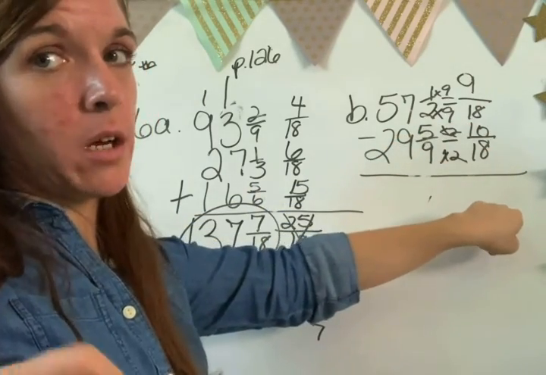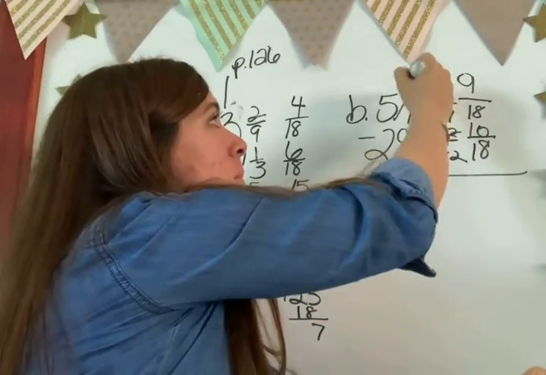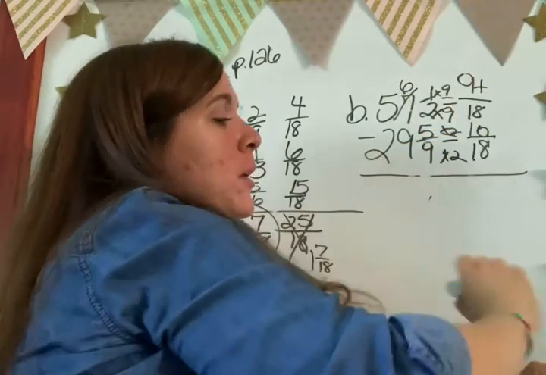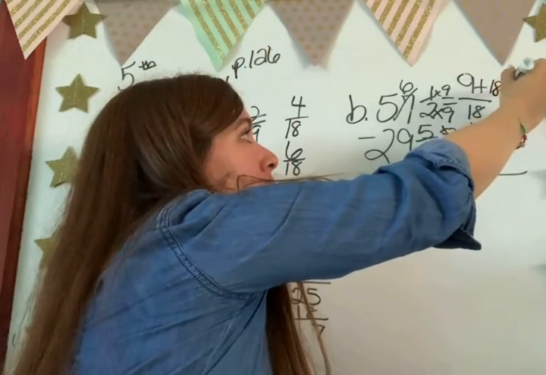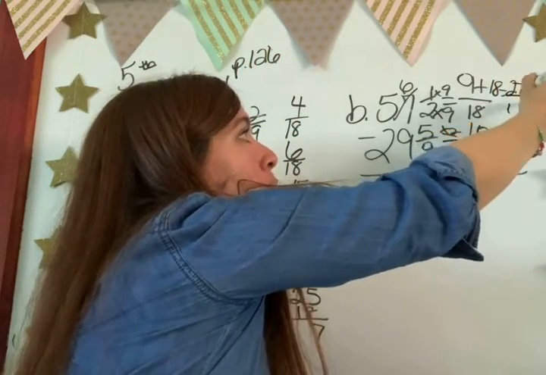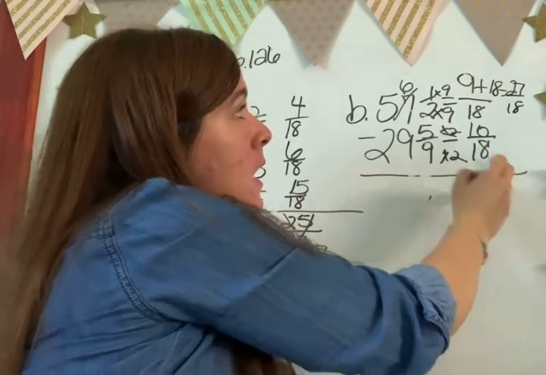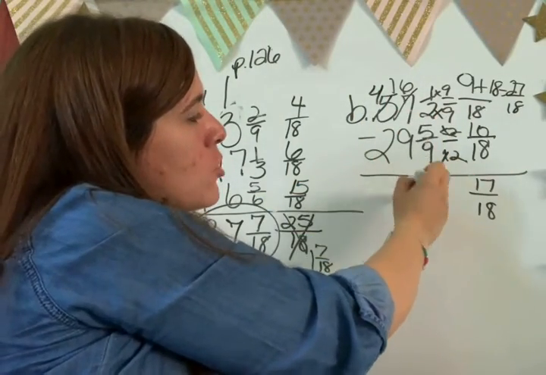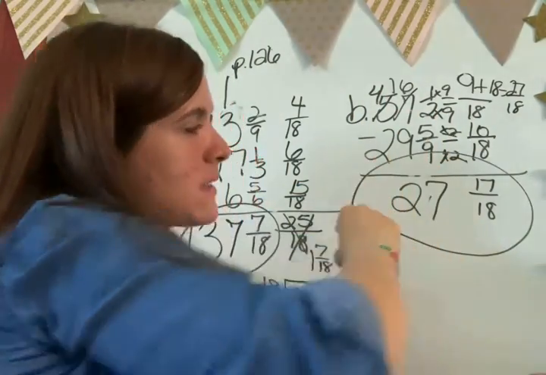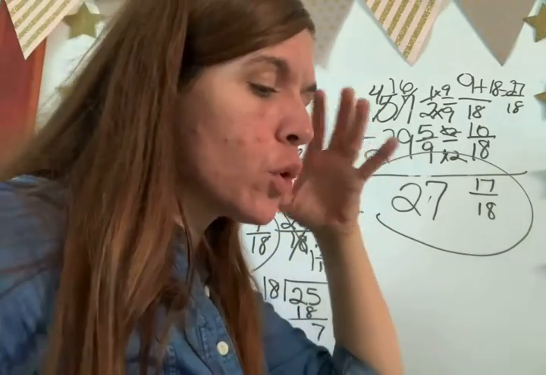And don't put a 1 here. I'm watching you. You have to borrow. This becomes 6. And what up here do we have to add? The denominator. So it's going to be 18. So here we go, this is 27 over 18. 27 minus 10 is 17 over 18. 16 minus 9 is 7. And 4 minus 2 is 2. 27 and 7/18.